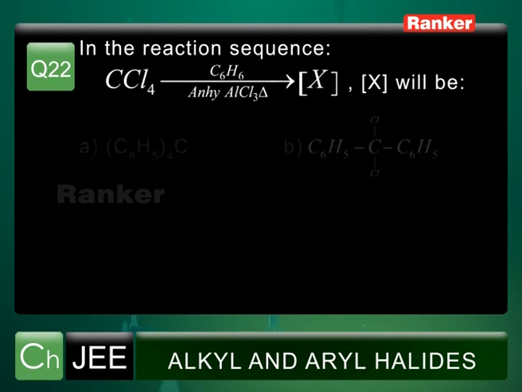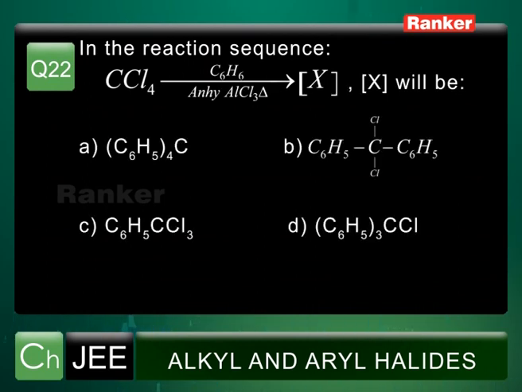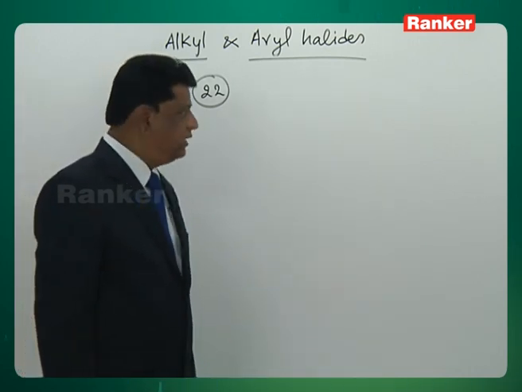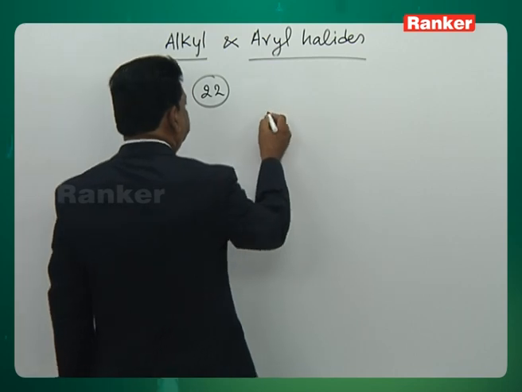In the reaction sequence, CCl4, carbon tetrachloride, is treated with benzene in presence of anhydrous aluminum chloride. X is formed. Now here we have to check the options, which option is suitable, because there are 4 chlorines. When benzene is treated, we may get different answers, but here one option shows all 4 chlorines undergoing Friedel-Crafts alkylation. B shows 2 chlorines, C shows 1 chlorine, and D shows 3 chlorines. Here what happens, because of the big benzene, all the 4 cannot undergo this Friedel-Crafts alkylation. Only 3 undergo reaction.